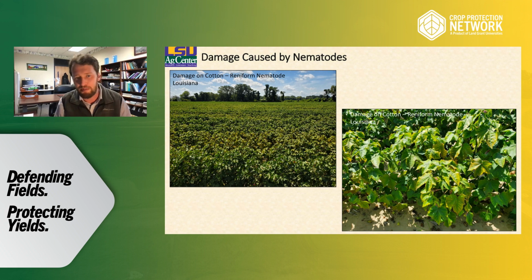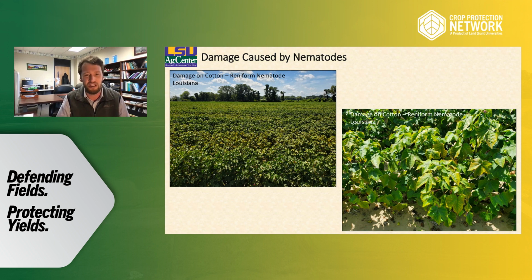So now we're going to go through just a bit of a slideshow of damage. So here is damage caused by the reniform nematode. This is a cotton field in Louisiana. It might be kind of hard to see, but if you look closely, you can start to see some chlorosis, some yellowing in certain patches of the field, but it's pretty widespread, and that's quite typical for the reniform nematode.